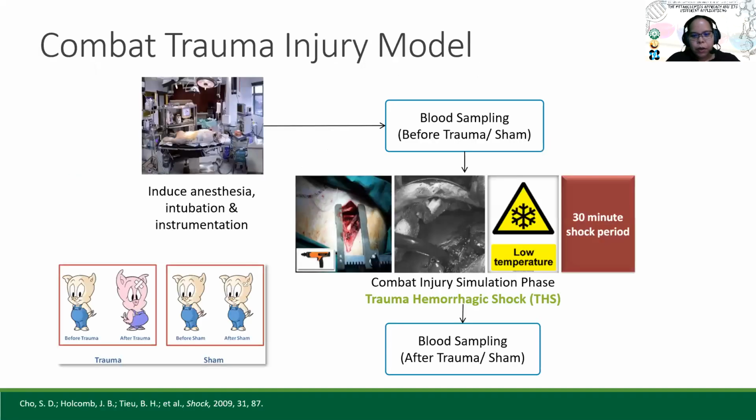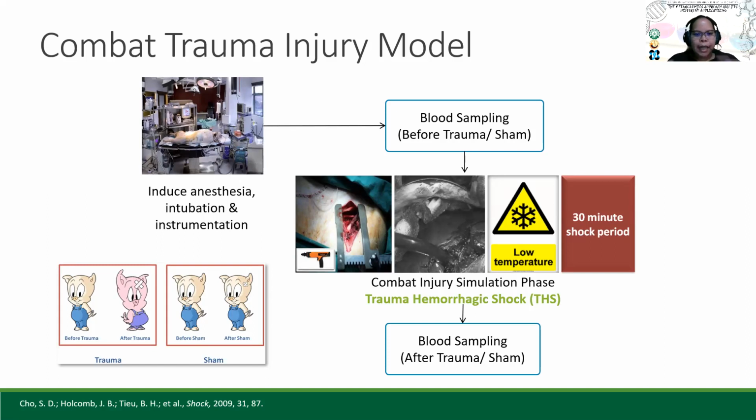And so, for this particular study, we made use of a porcine model, pig model, to study complex combat trauma based on a complex combat trauma model that was established by Cho et al. And why did we use pigs? So actually, in terms of metabolism, physiology, and hemodynamics, pigs are actually similar to humans. So that is why we made use of pigs for this particular model.